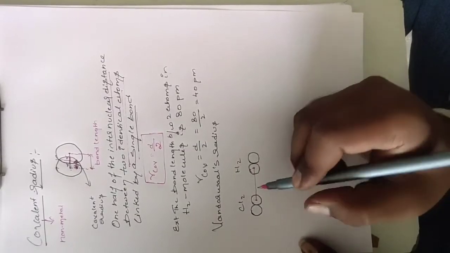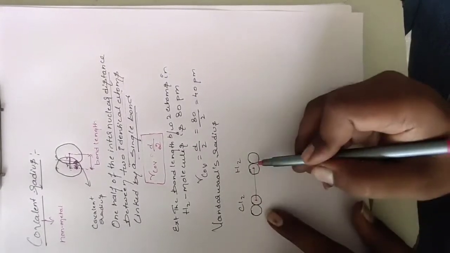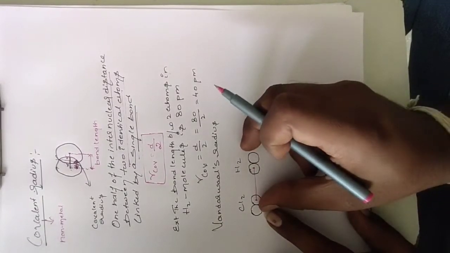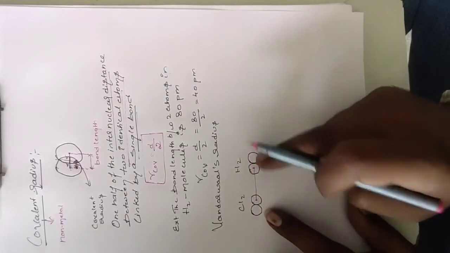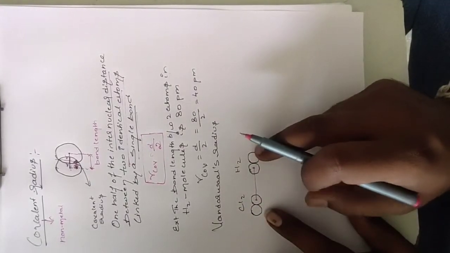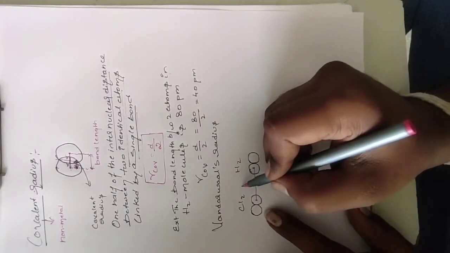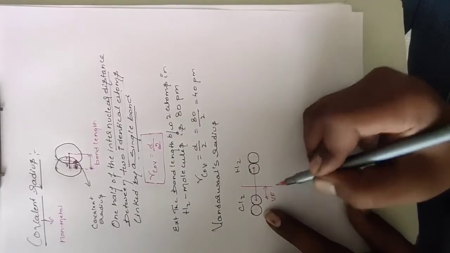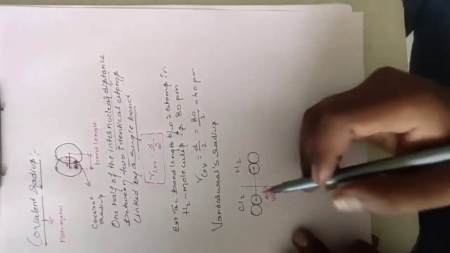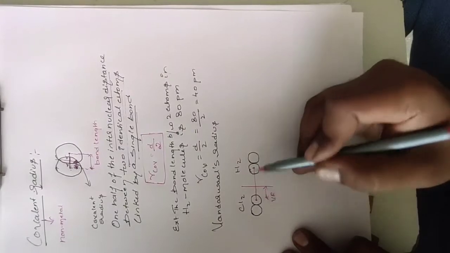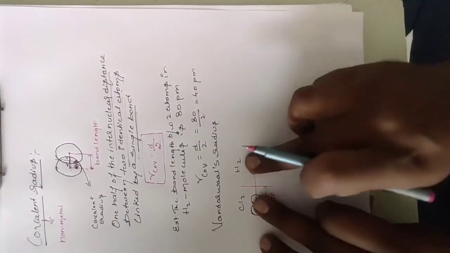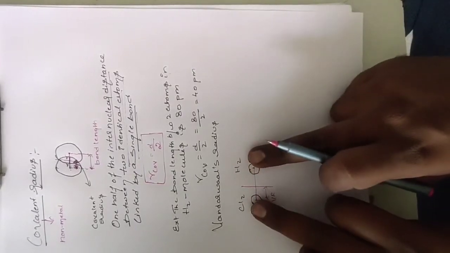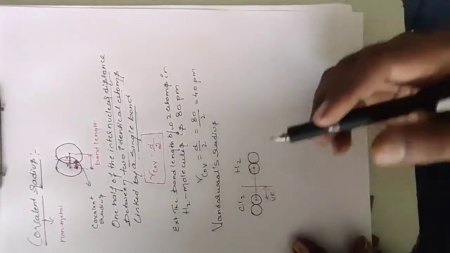It is one half of the distance between two similar, adjacent, identical atoms of neighboring molecules. I am telling you, neighboring molecules, this is nothing but van der Waals radius. I will write the definition now.